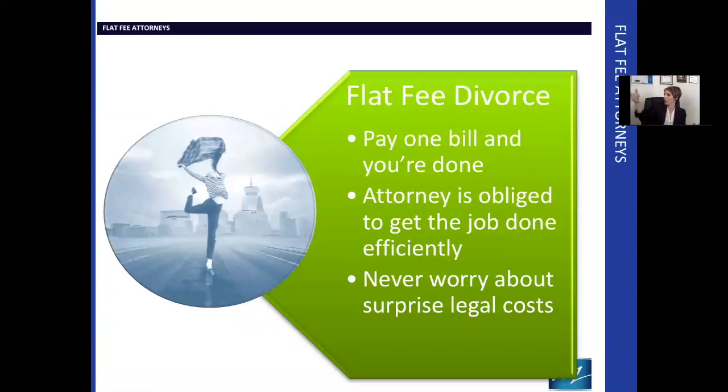Flat fee, go ahead. Would it be in my best interest to track deadlines on a limited scope basis just to ensure that I'm not missing things? You know, if there's any confusion between what is my responsibility and what I've hired an attorney on a limited scope basis to do? That's a fantastic question.